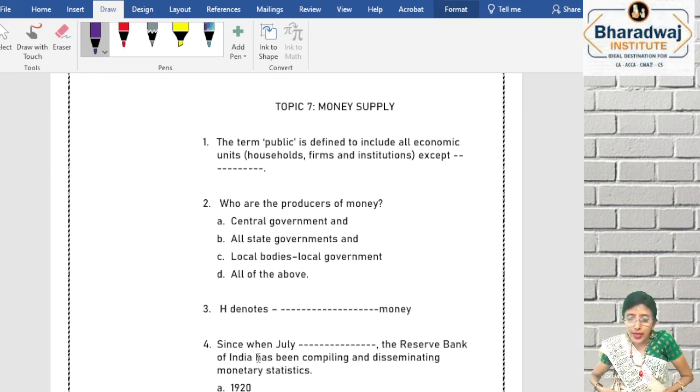The term public is defined to include all economic units, households, firms and institutions except... individually you need not name them. There is one group. You have to mention that group. Okay. Second question, who are the producers of money? Central government, state government, local bodies, all of the above.